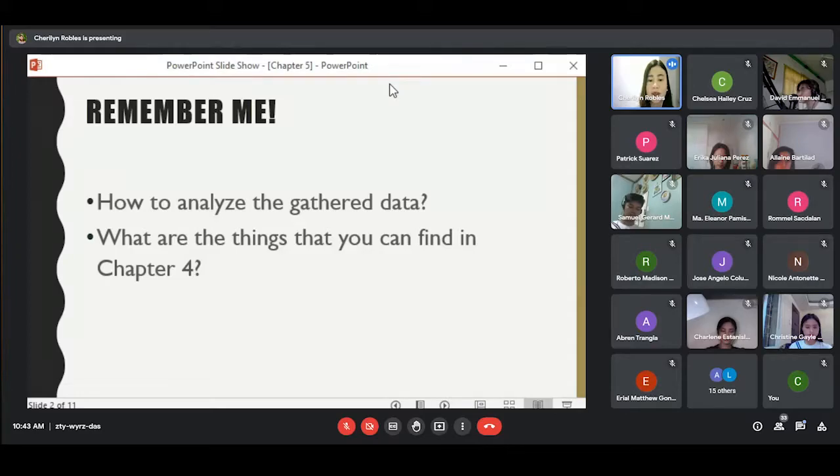So may you please tell me how to analyze the gathered data? And what are the things that you can find in chapter 4? Last time, we discussed chapter 4, the statistical treatment or the things that you're going to do in your chapter 4, the table, the interpretation, the implication, and the like. May you please tell me what are the things that you can find in chapter 4?